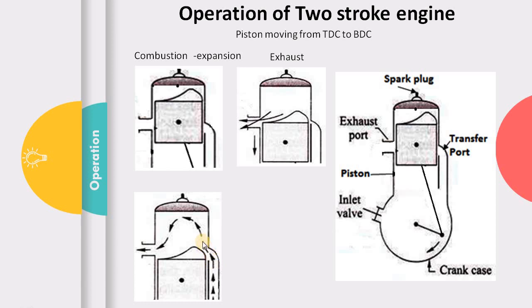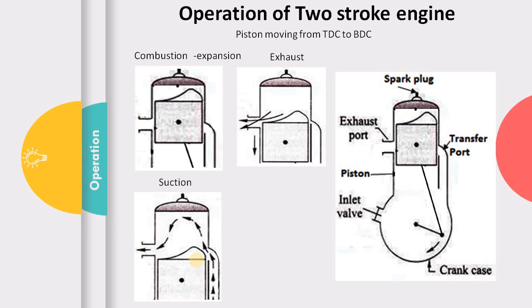Now what is actually happening over here? The mixture which is coming through the suction is pushing the burned gases present in the combustion chamber out through the exhaust port, and this process of flushing out the burned gases from the combustion chamber with the help of the incoming fresh mixture is what we call scavenging. So scavenging starts when the piston uncovers the transfer port, and it continues until this and this ports are covered.